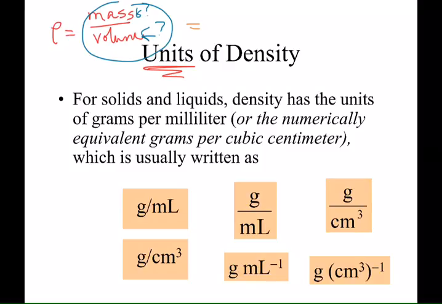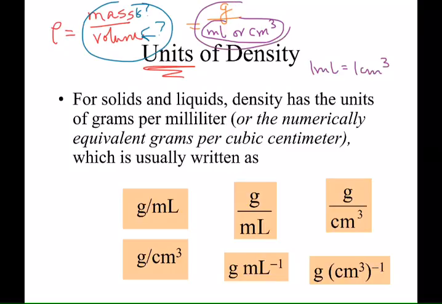So for mass, it's just going to be grams. When it comes to volume, we could have milliliters or we could have centimeters cubed. And actually, these two volumes, remember, are equal. 1 milliliter is exactly equal to 1 centimeter cubed. So those are two great volumes.